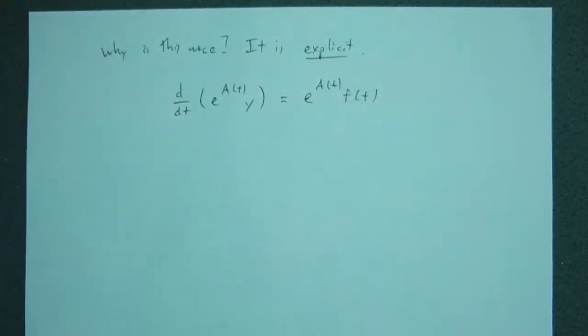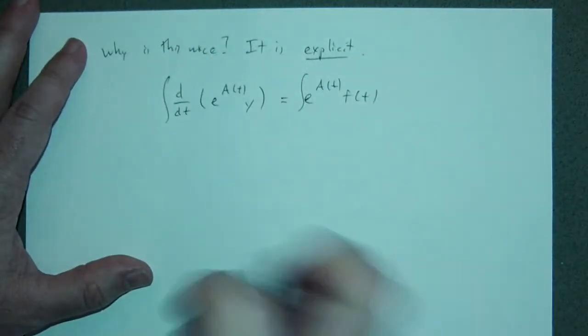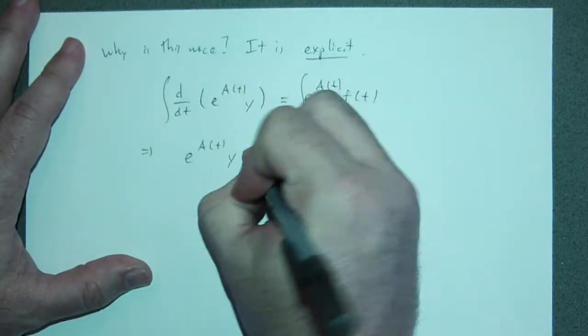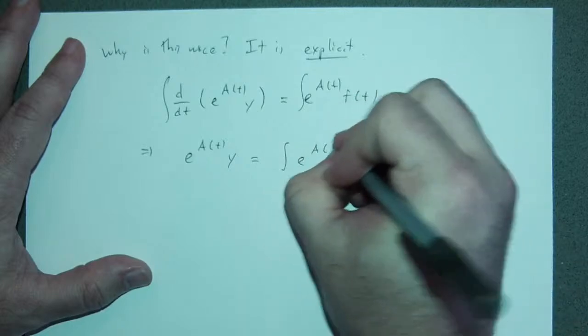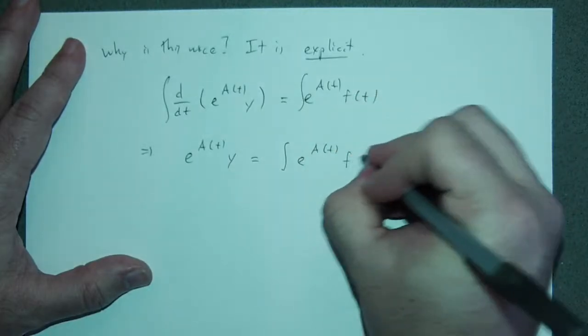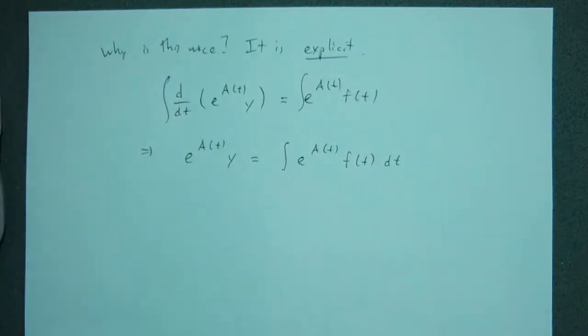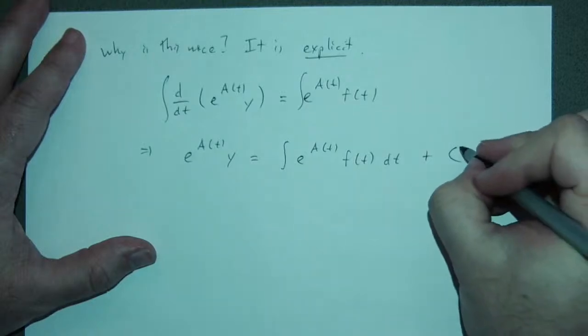When you have an explicit differential equation, what was the way we talked about to solve this? Well, I just integrate. So I integrate both sides. And so what this tells me is that e to the big A of t y is equal to the integral of e to the big A of t times f of t dt. I'm going to go ahead and add in a constant of integration that arises from this integral. I'll call it big C.